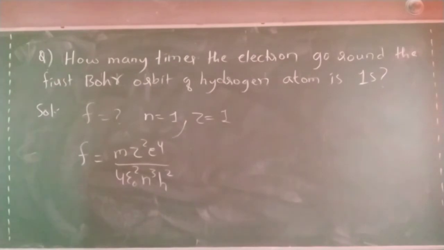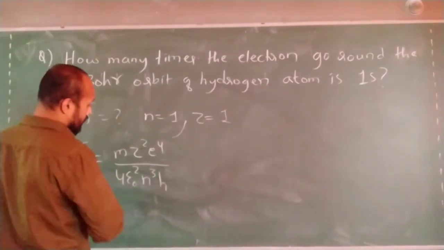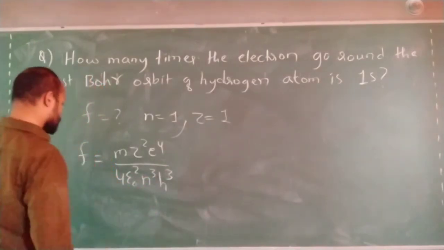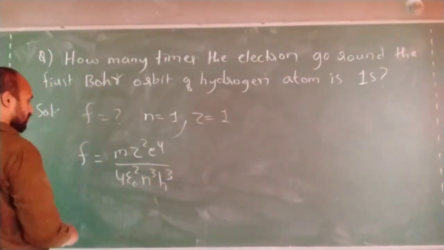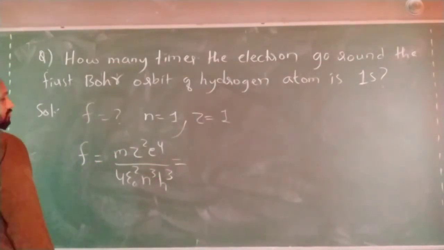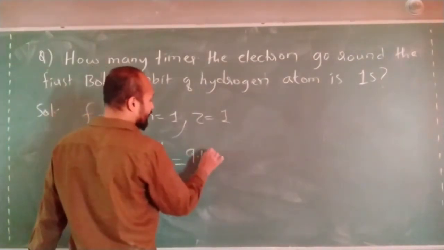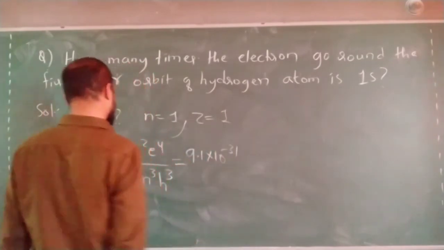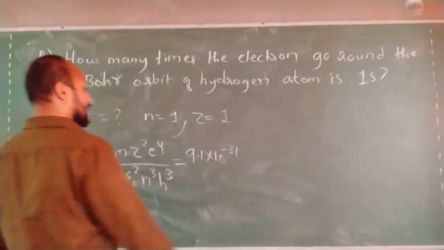It is h cube, not h square. It has to be h cube. Okay? So this is the formula. Apply. Mass of an electron 9.1 into 10 to the power of minus 31. Z value into 1 square.